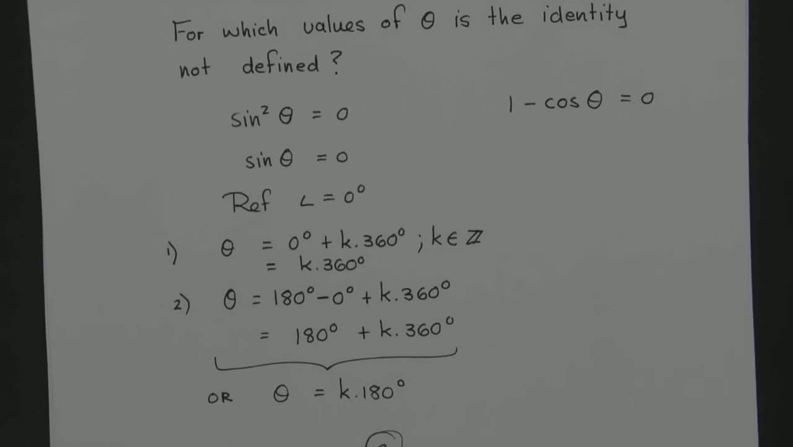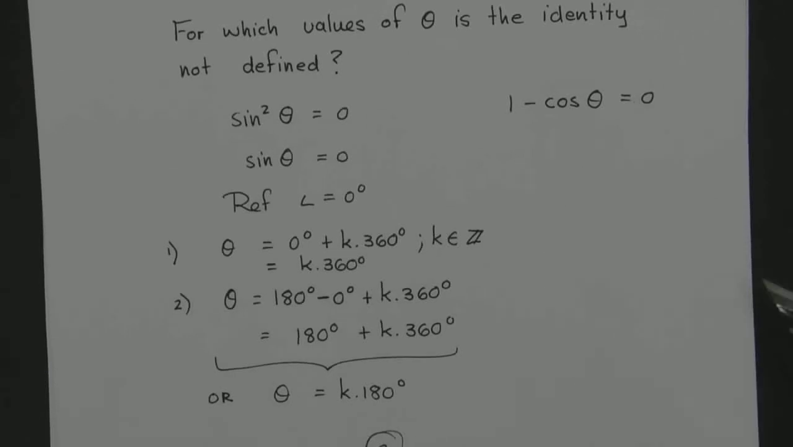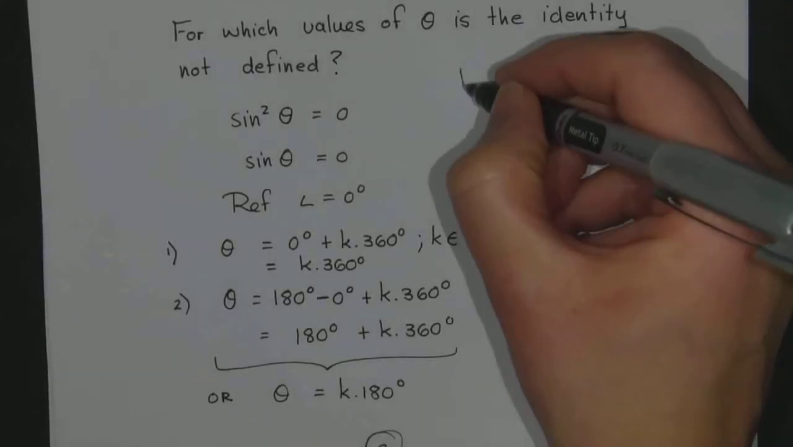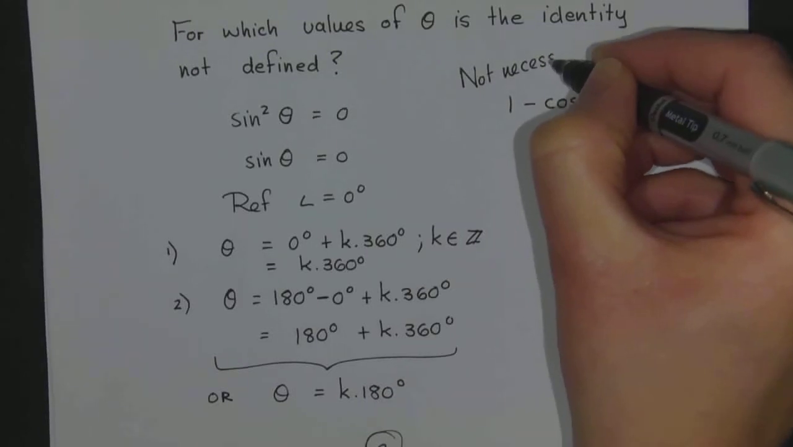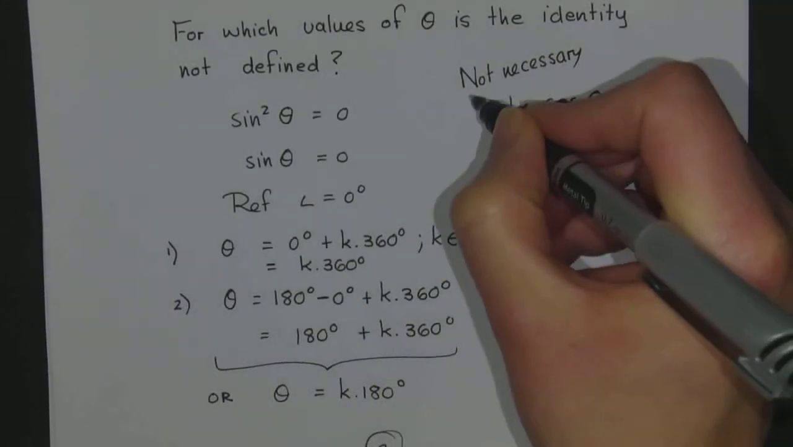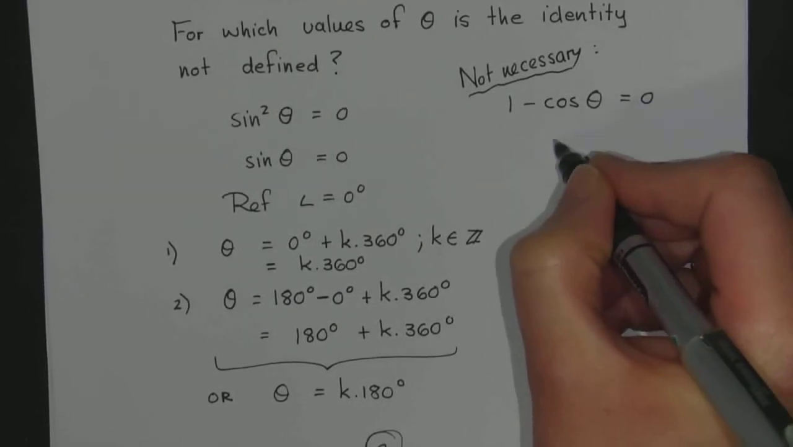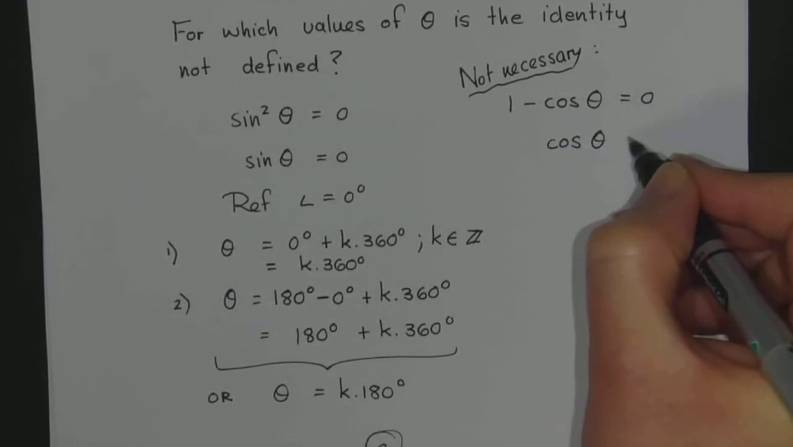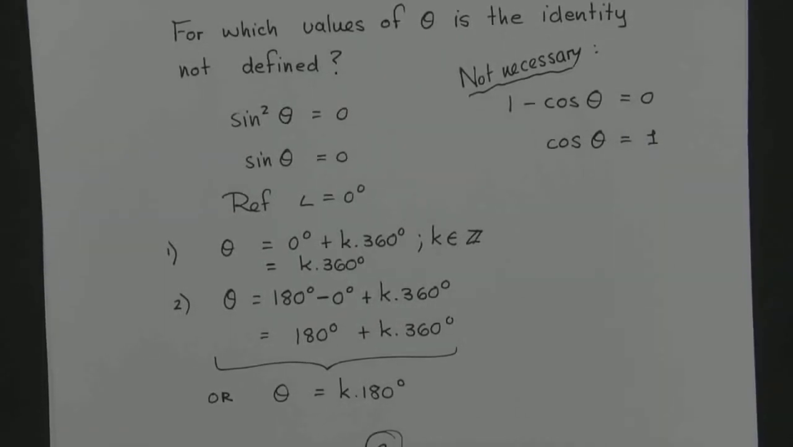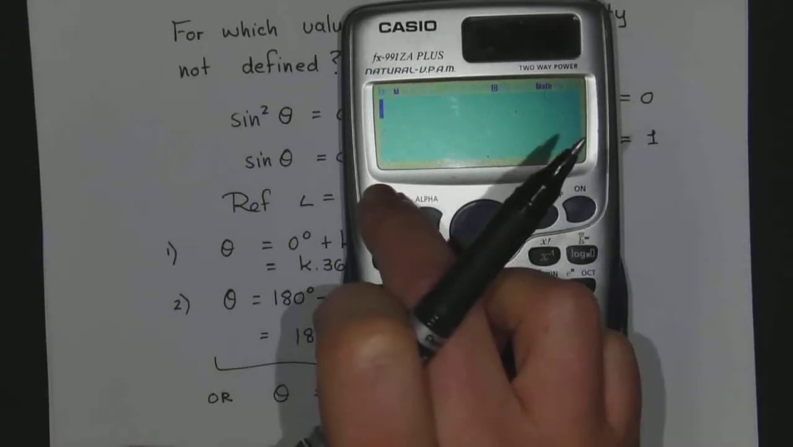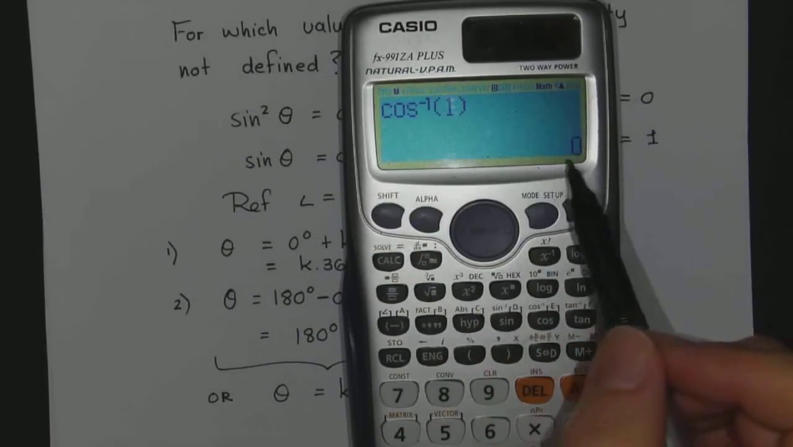Got it? Now, if you did take this one further, just to prove it, this, by the way, is not necessary. And I'll explain to you just now how you are actually going to know the other one is not necessary. Here we can then go and say that cos theta is equal to 1. And what's my reference angle going to be there? Look. My reference angle is 0.